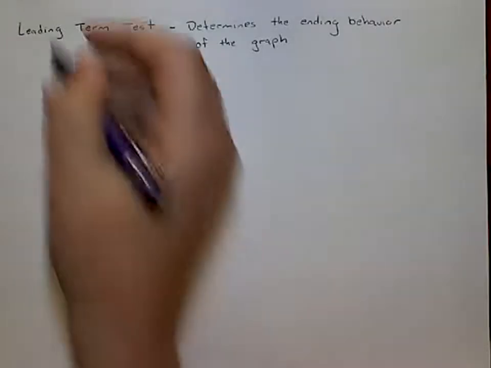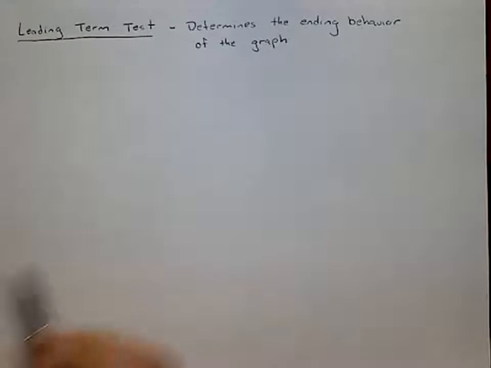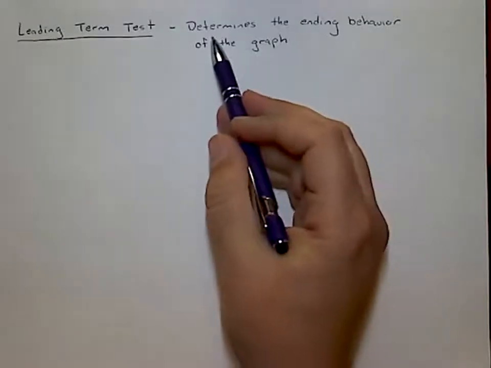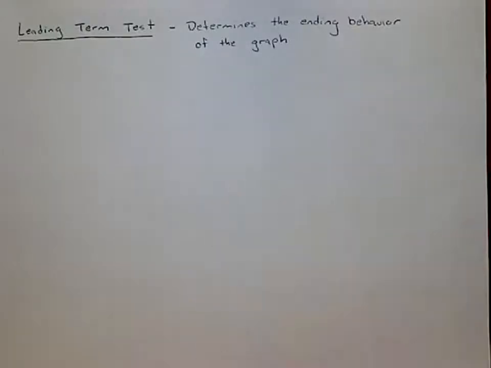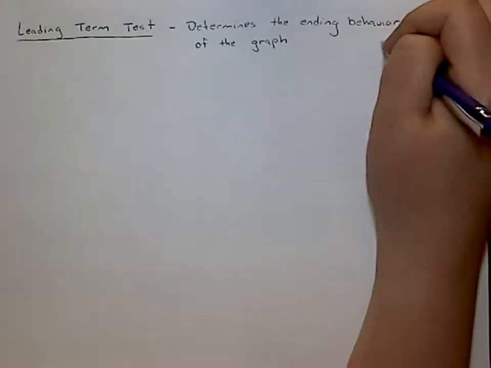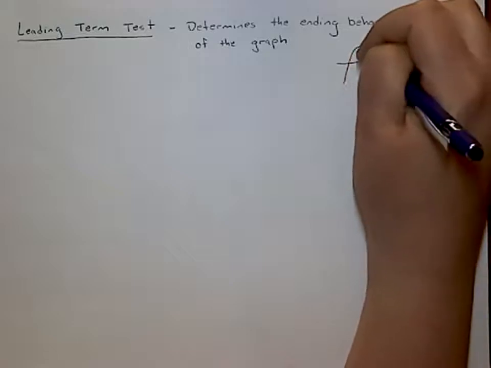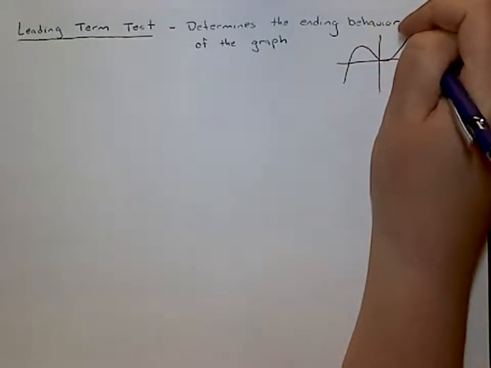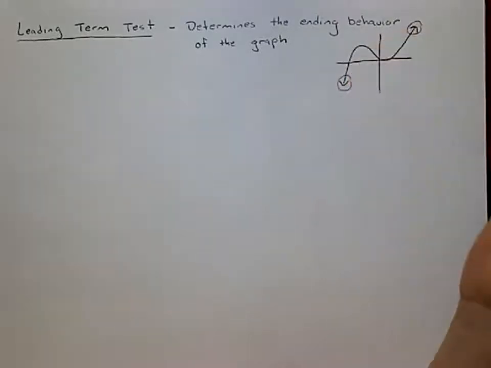Okay, the next thing we're going to talk about is the leading term test. The leading term test determines the ending behavior of the graph. We're going to talk more about what that means as we go through some examples. But it determines the ending behavior of the graph. I guess I'll explain it now. A polynomial's end behavior is what happens at the very end of the graph, where those arrows are pointing.